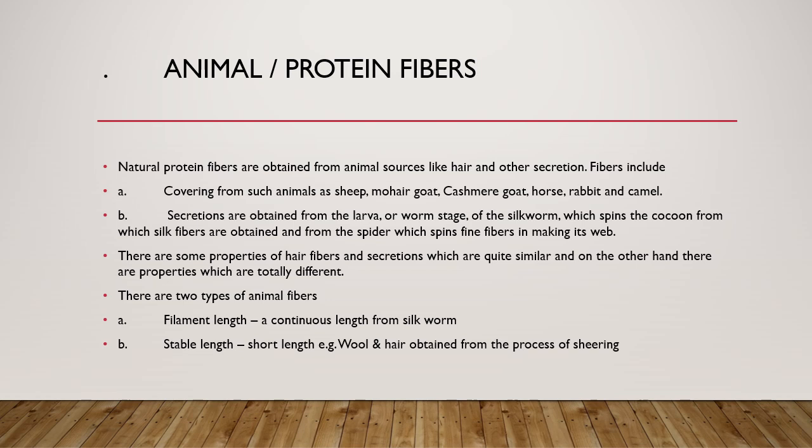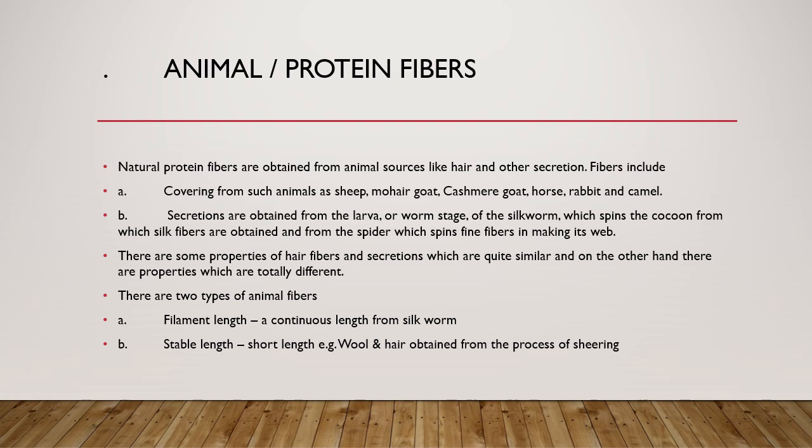The animal, also known as the protein fibers. Animal fibers are also known as the protein fibers. We had talked on that. Natural fibers are obtained from animal sources like hair and other secretion. Fibers include covering from animals such as the sheep, mohair goat, cashmere goat, horse, rabbit, and camel.